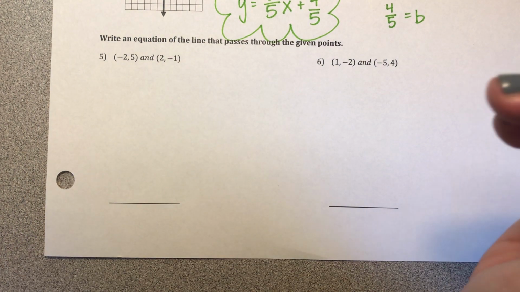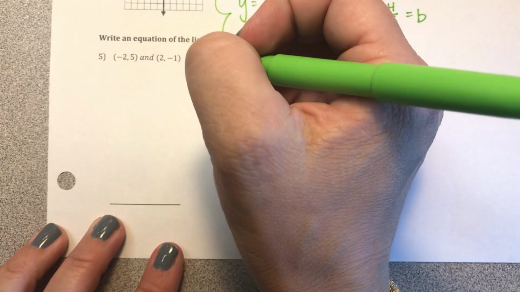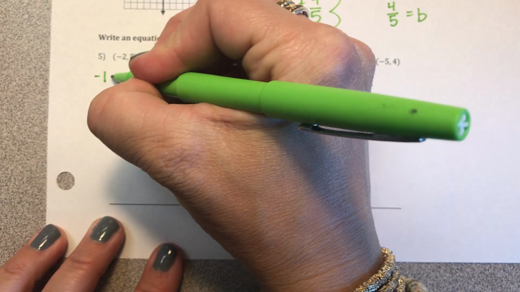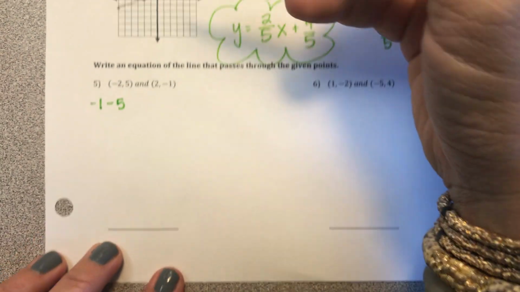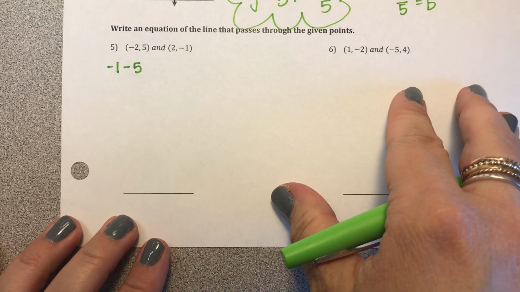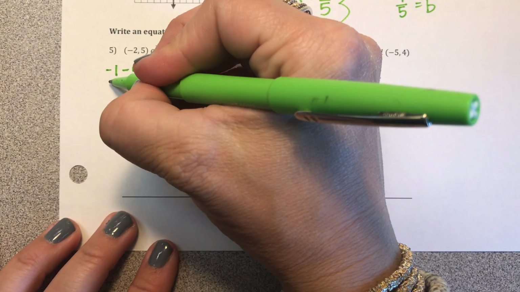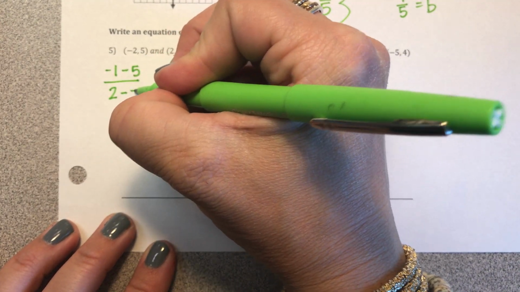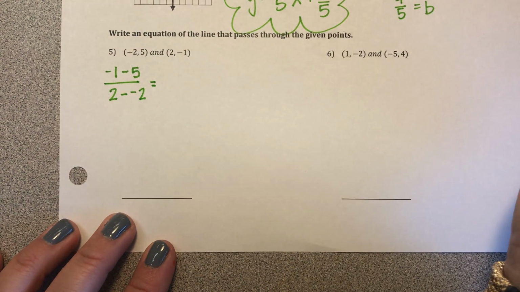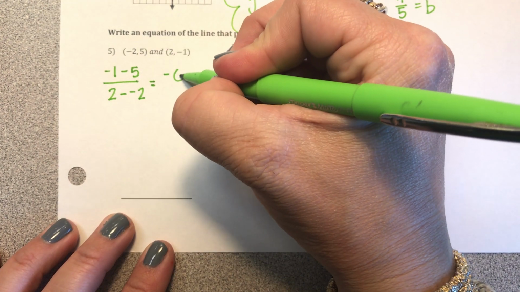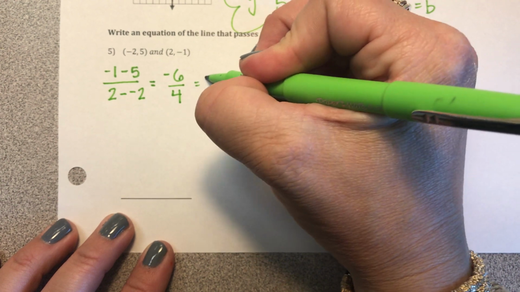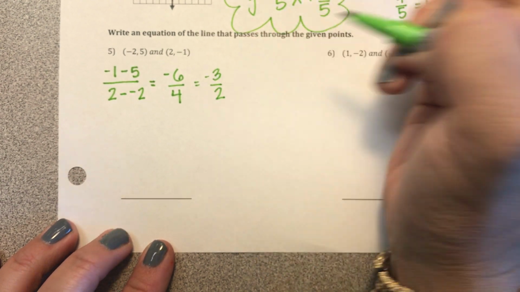Okay, so if we're given 2 points, we're going to find the slope, step number 1, negative 1 minus 5. And again, these steps are at the top. So negative 1 minus 5 over 2 minus negative 2. Negative 1 minus 5 is negative 6 over 4, which is negative 3 over 2.